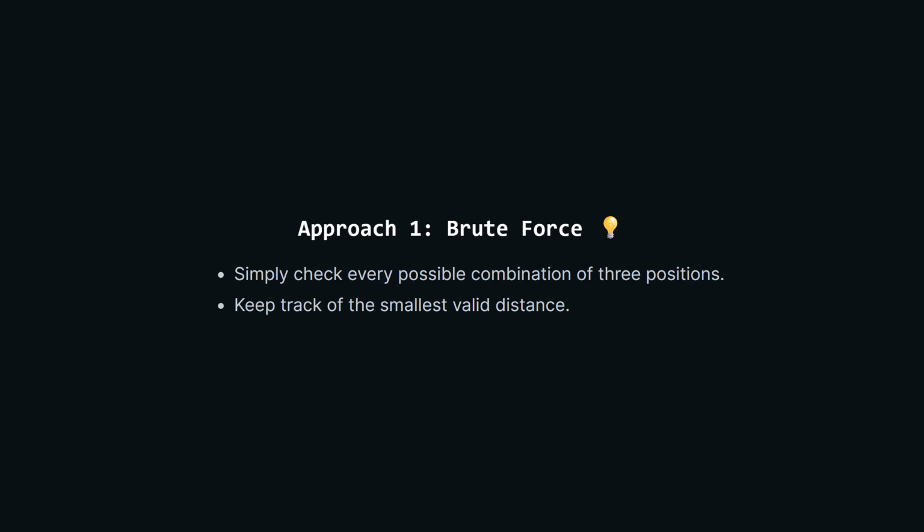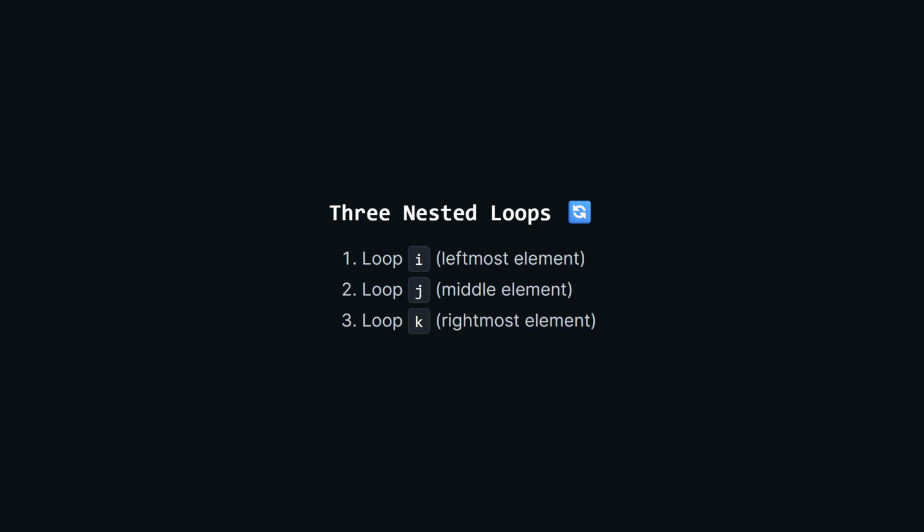Because the limits on the list size are small for this specific problem, we can use a brute force approach. We'll just check every single combination of 3 spots, and remember the smallest distance we find. To check every combination, we'll use 3 loops inside each other. 1 for our first spot, 1 for the middle, and 1 for the end.